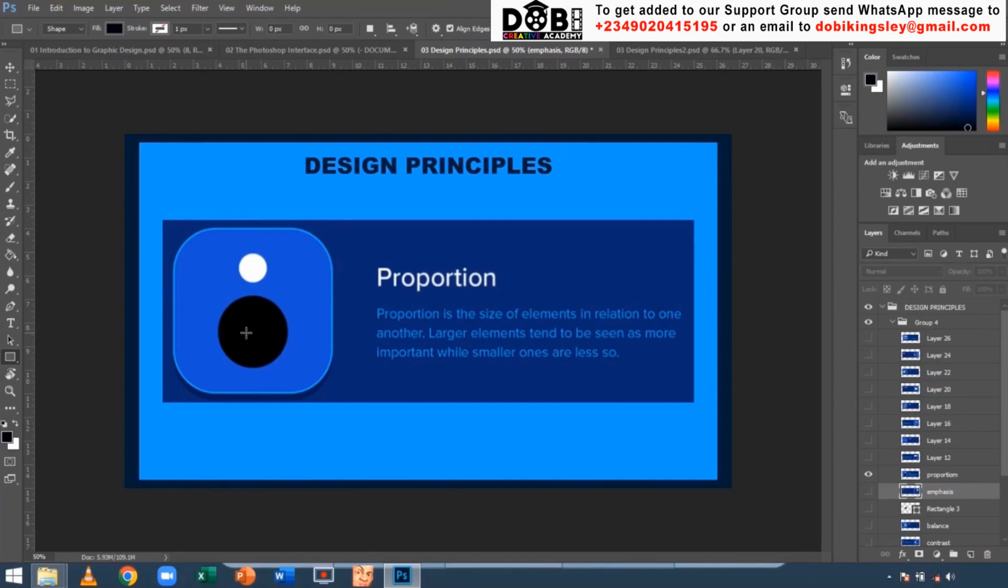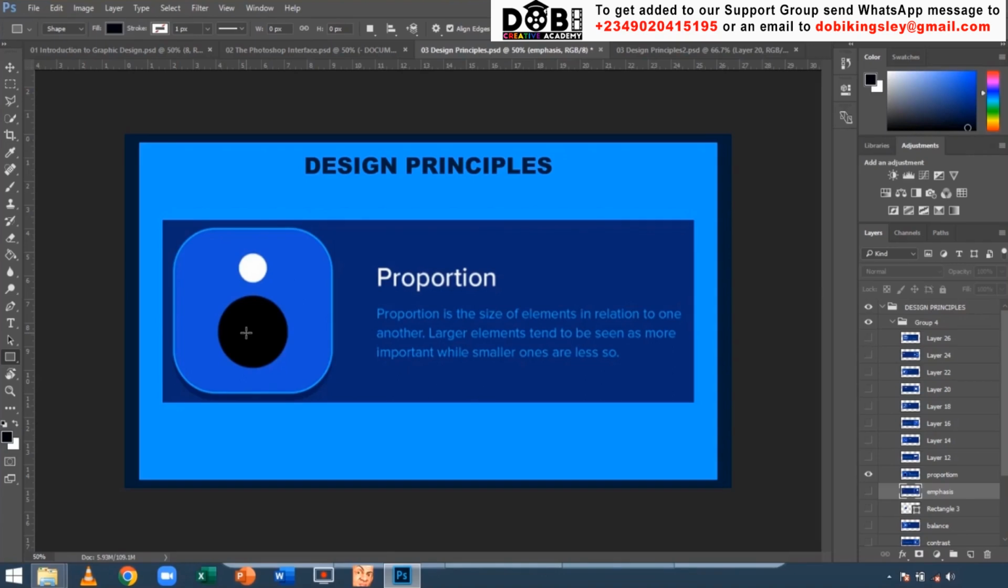Okay, so in designing, the most important information on your design should be emphasized. With respect to proportion, you can increase the size so that it is visible, legible, and people would not miss it.